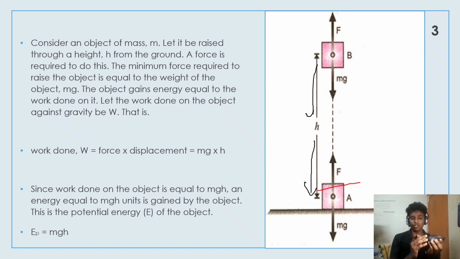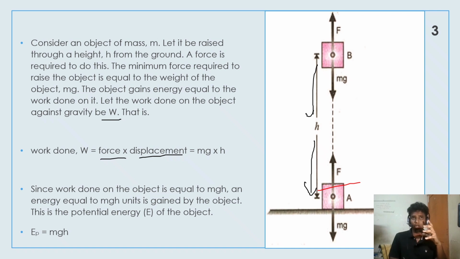I think it's clear. So as we all know, the expression for weight is mass into gravity, right? So mg, and the object gains energy equal to the work done on it. If the mouse is the object, then the amount of energy gained by the mouse will be equal to the work I'm doing on it, equal to the force that I'm applying on it. Let's consider the work done as W. And we also know the expression for work done, right? Work done is equal to force into displacement.